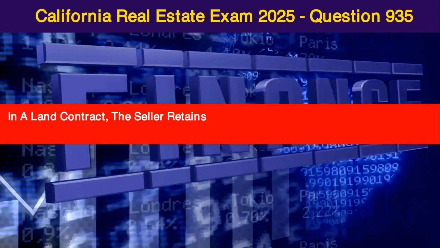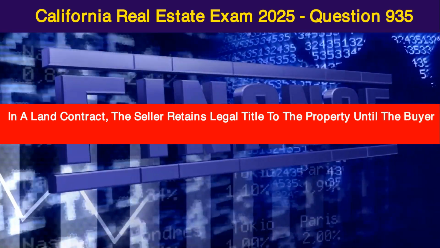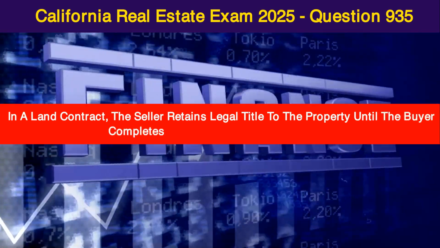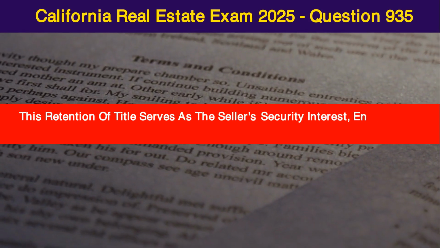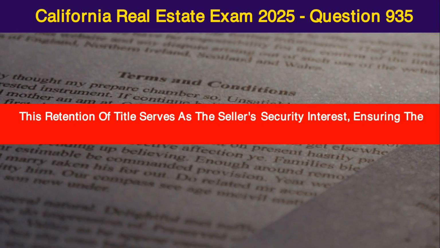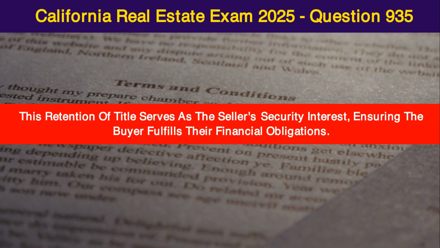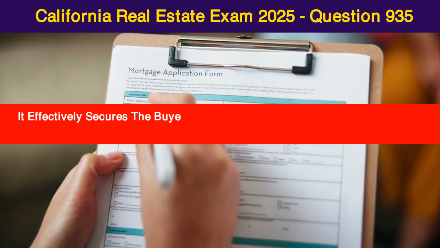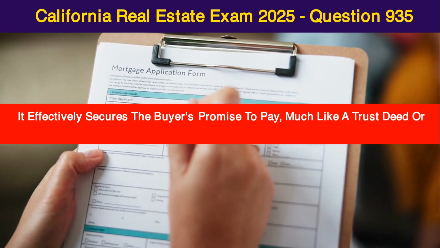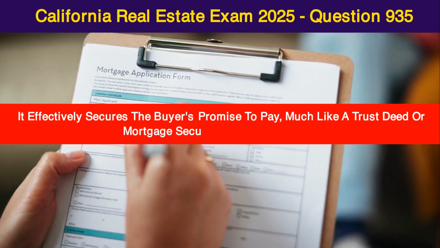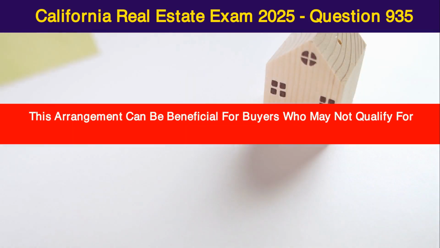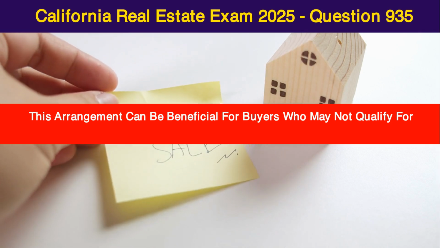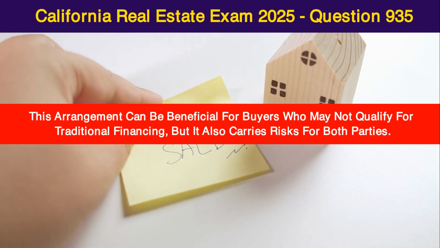In a land contract, the seller retains legal title to the property until the buyer completes all the agreed-upon payments. This retention of title serves as the seller's security interest, ensuring the buyer fulfills their financial obligations. It effectively secures the buyer's promise to pay, much like a trust deed or mortgage secures a traditional loan. This arrangement can be beneficial for buyers who may not qualify for traditional financing, but it also carries risks for both parties.